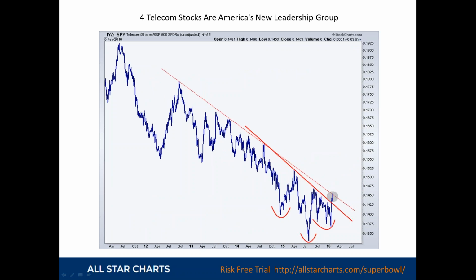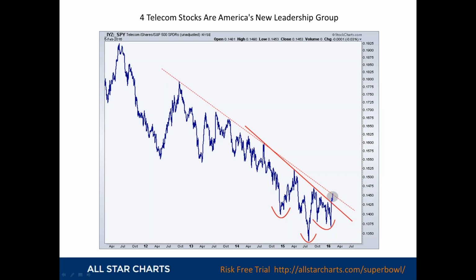Chart number 4, telecom. We talked about the strength in REITs. We talked about the strength in utilities, high dividend paying sectors. Telecom is no different. We're seeing AT&T and Verizon, 2 major components of this sector, making new 52-week highs over the last week. And I think that what we're seeing in the sector as a group continues to suggest that we're going higher. We are now breaking above a multi-year downtrend.